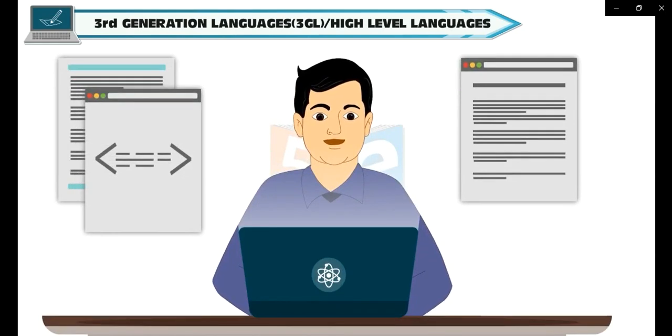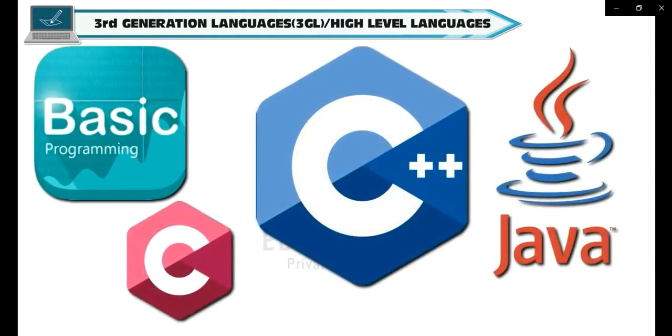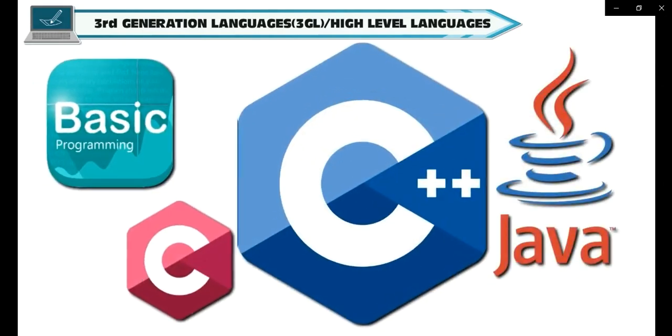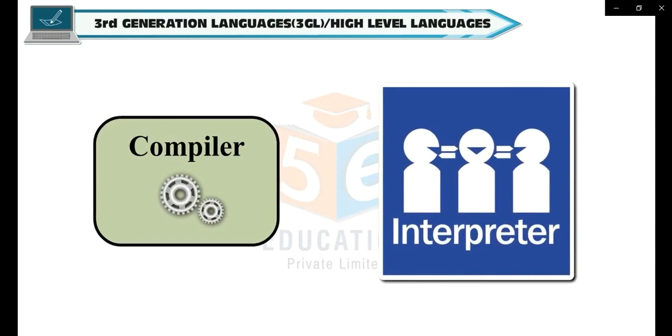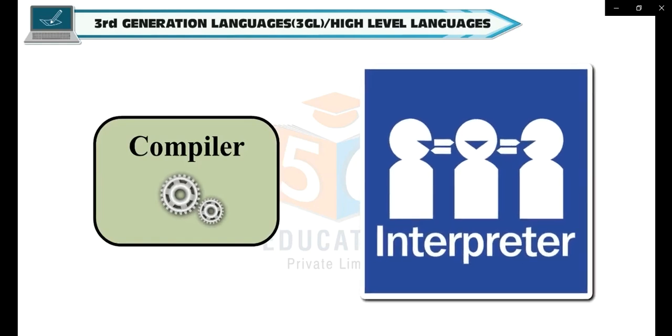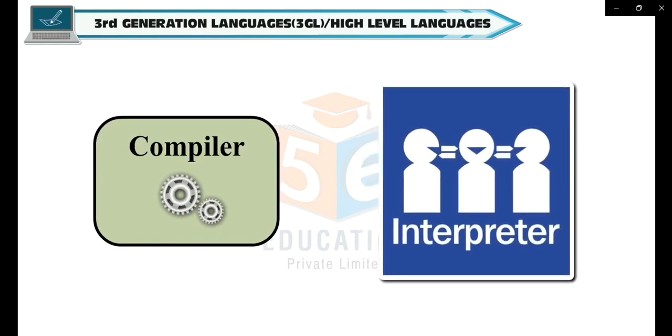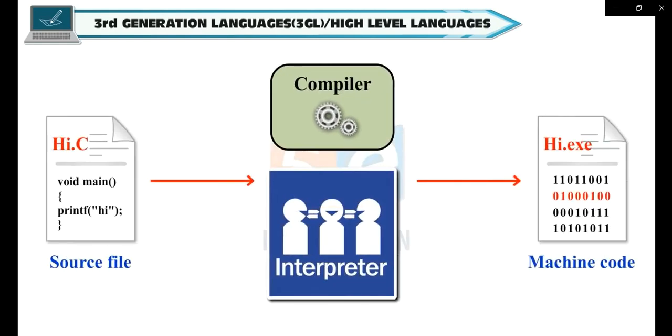Programmers can use their own variables, making it easier to understand than assembly language. Basic, C, C++, Java are some popular examples of high-level languages. High-level language in third generation mainly used a compiler or an interpreter. Both of them are used to convert source code into machine language, which is object code.